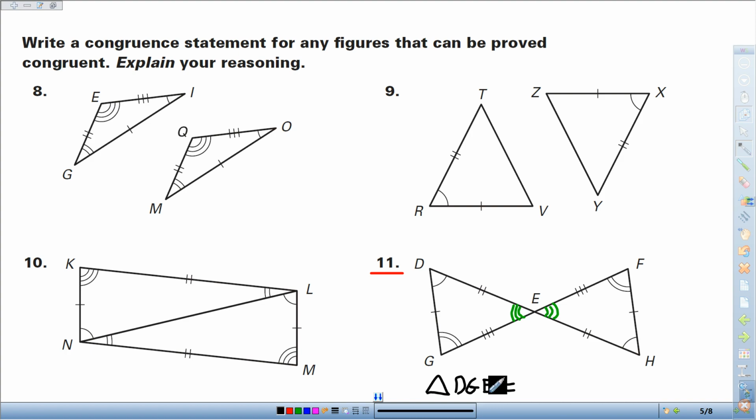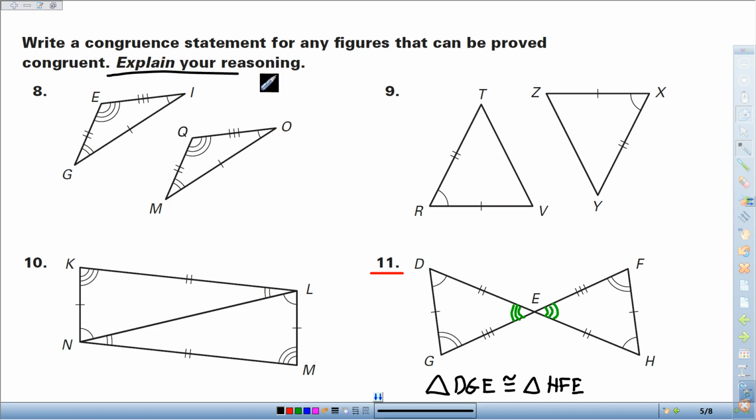We're going to say it's congruent to the other triangle. I need to follow the same pattern. If I did one arc, two arc, three arc, I need to do one arc, two arc, three arc. I have to call this one triangle HFE. So follow the pattern there.